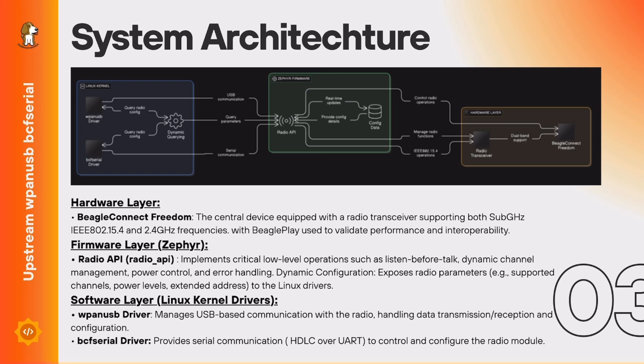On the right, we have the hardware layer. The key devices here are the Beagle Connect Freedom, equipped with a radio transceiver that supports dual band communication, essential for protocols like Zigbee. The firmware manages IEEE 802.15.4 operations and sends commands to the transceiver to change frequency, transmit data, and more. The goal is to ensure the radio behaves correctly under Linux while supporting full interoperability with modern wireless stacks.